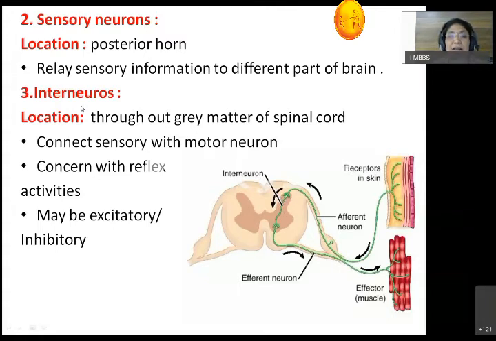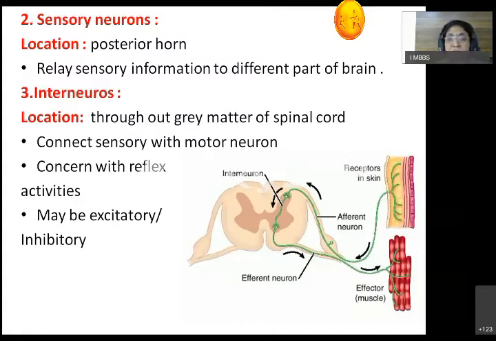Then coming to the interneurons. These interneurons are present throughout the gray matter of the spinal cord. They are small neurons and they connect motor neurons to sensory neurons. They are mainly concerned with reflex activity, reflex arcs. They may be excitatory or they may be inhibitory in nature. So this is about the sensory neuron and interneuron.